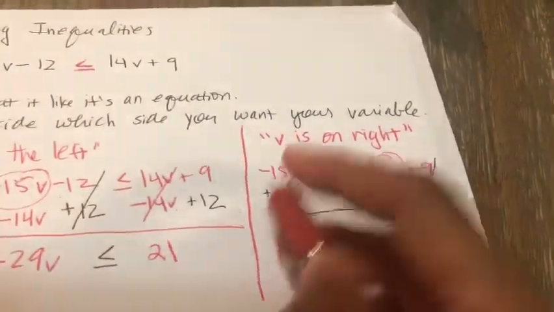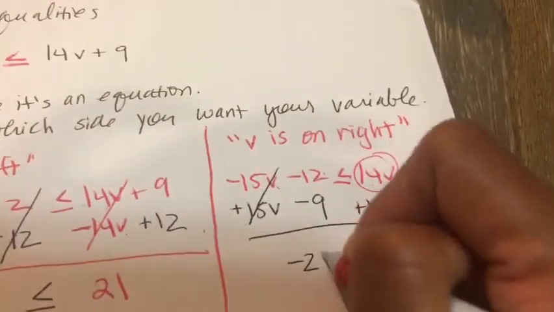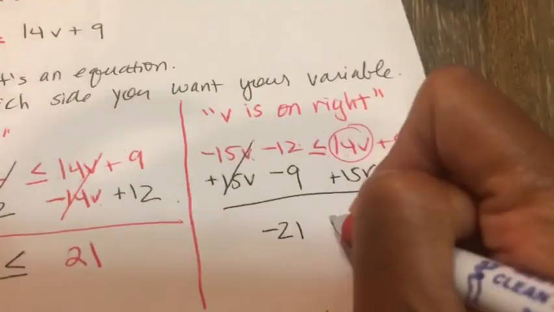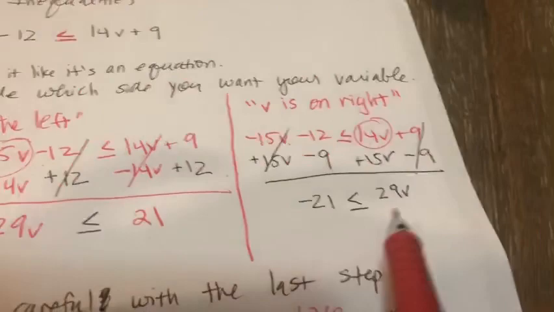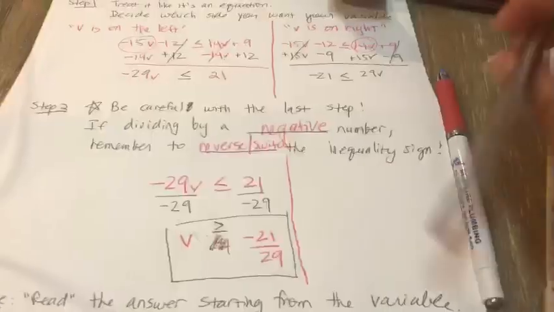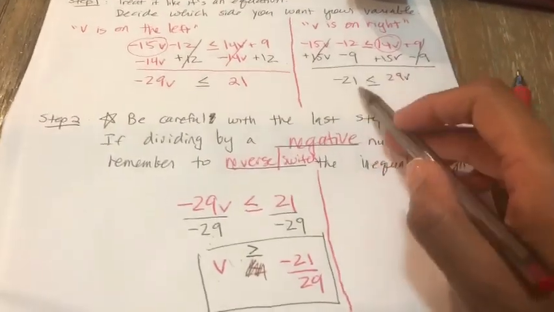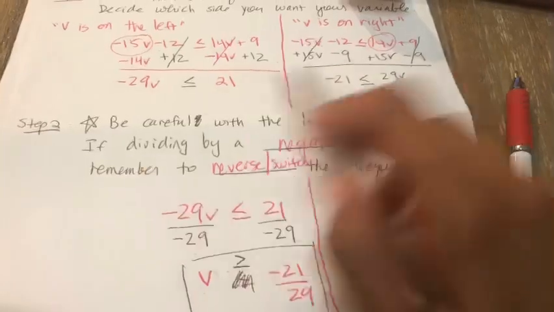So I zero it out. Whatever you do to the right side, you do to the left side. So I subtract 9 here. On the left side, I get negative 21, and then I have that sign, less than or equal to. So in the beginning, the first step is just treat it like an equation and gather all your v's to one side.